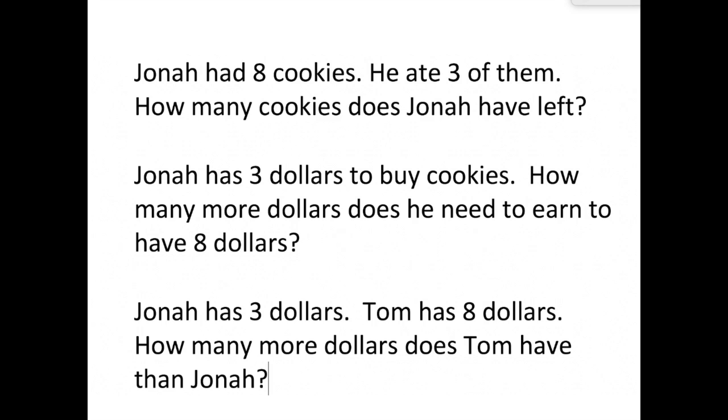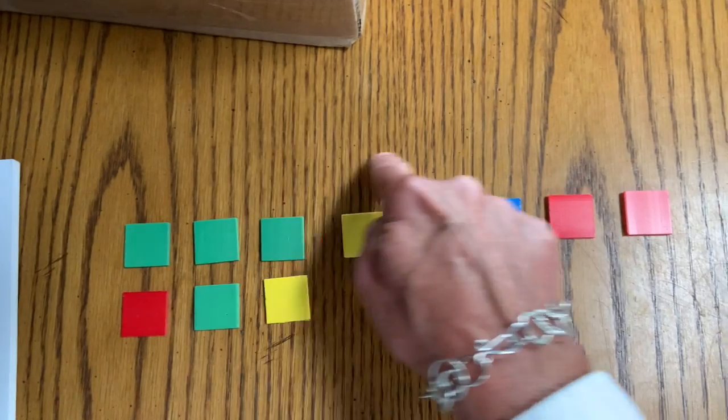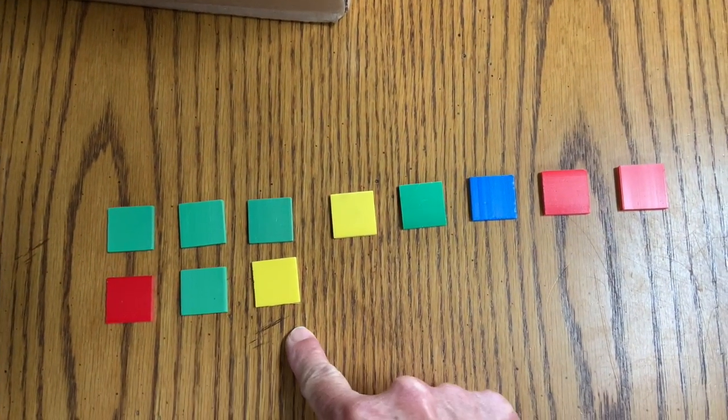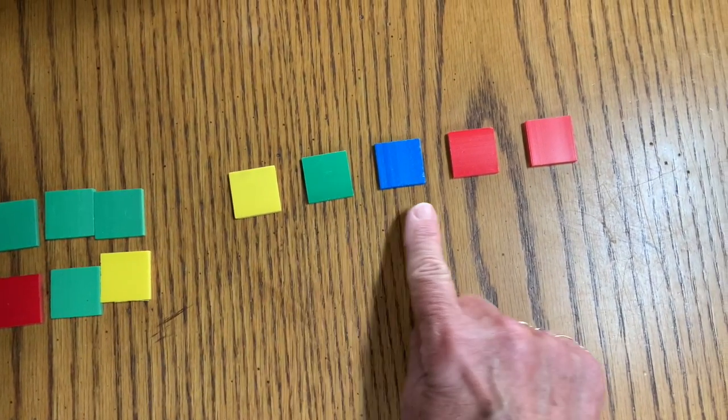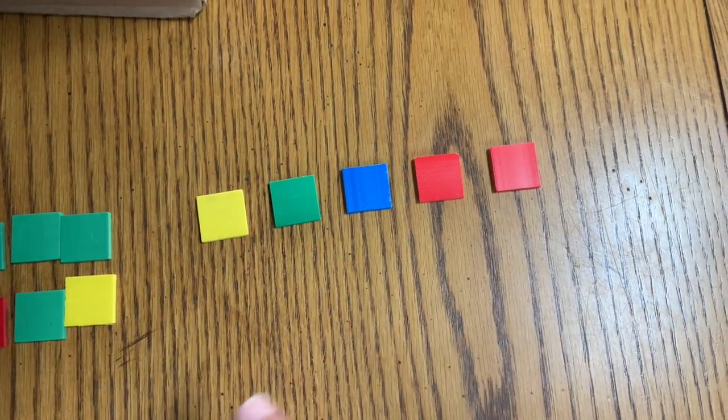And finally, for the third problem, many students would count out 3 counters and then count out another set of 8 counters and then line them up so that they could match up the first 3 and see that one set had 5 more. So the set of 8 is 5 more than the set of 3.